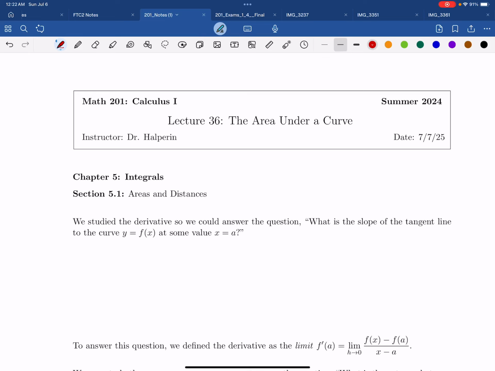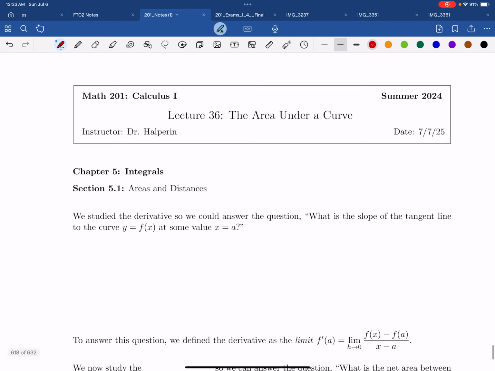This is Chapter 5. We're learning about integrals, the area under the curve. What we're going to do in this section is approximate the area under the curve. Then in the next section, we're going to learn how to find the precise area under the curve.